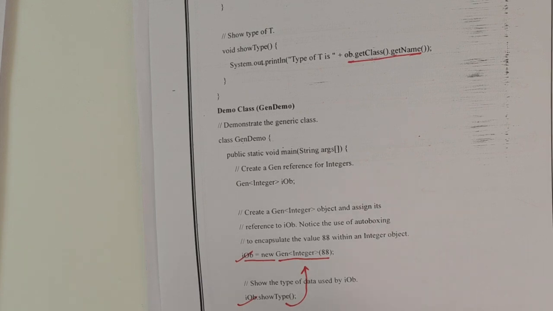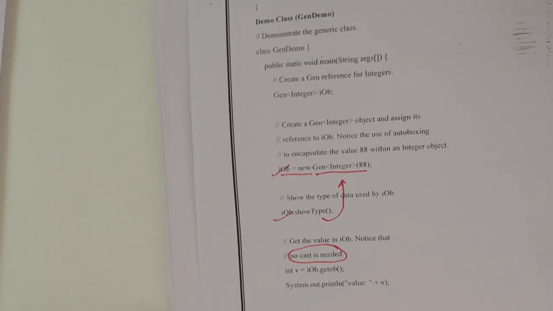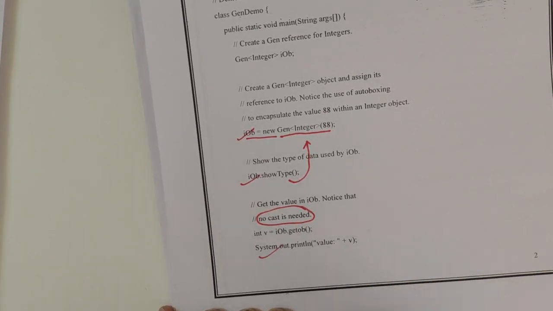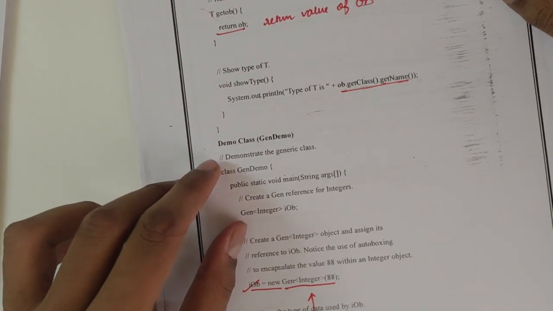Notice that no casting of data is needed. That means we are doing no explicit type casting. Next we are printing the value itself. And this is the main structure, or you can say the main syntax, when you declare generics in Java.